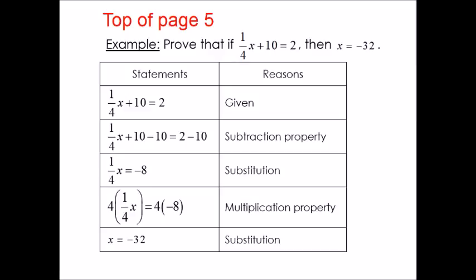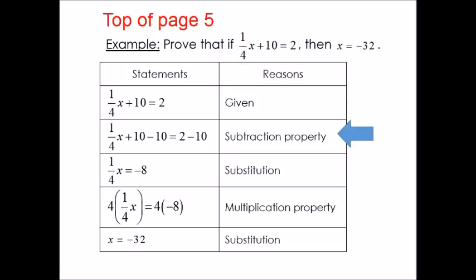Now turn to page 5 in your packet. On the top of page 5 is an example of an algebraic proof in which all of the statements and reasons have already been completed for you. This proof is trying to show that if 1/4 times x plus 10 equals 2, then x is equal to negative 32. Notice that the first line just states the original problem, and its reason is called given.